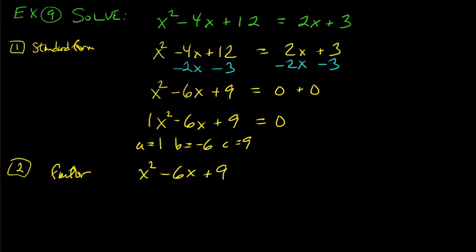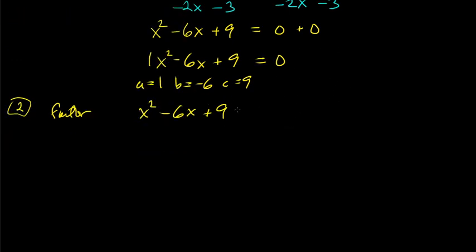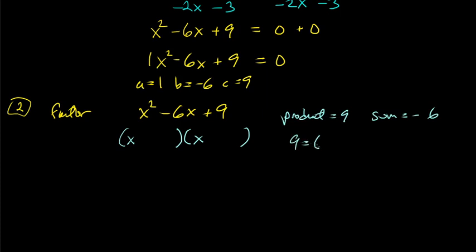And so this one should be a little bit easier. It's a trinomial. The GCF is 1. And so I guess we're just going to look for two numbers whose product is 9 and whose sum is negative 6. So we need them to add to a negative number. So how about negative 1 times negative 9? Negative 1 plus negative 9 is negative 10. So that's not negative 6.